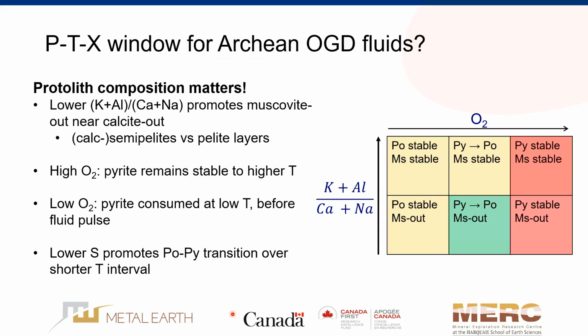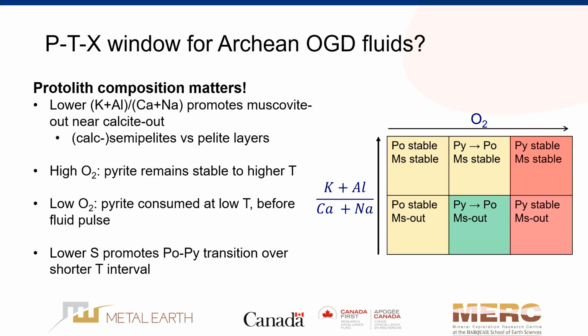So what does this mean for the general picture? The protolith composition really seems to matter a lot. Having a more calc-semi-pelite composition is going to drive the muscovite reaction to lower temperatures, so you get that fluid produced at lower temperatures. At those lower temperatures, you need a very well-tuned oxidation state in order for pyrite to remain stable until that fluid pulse.